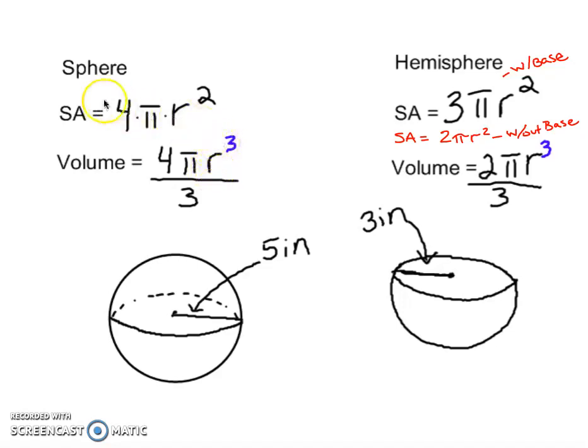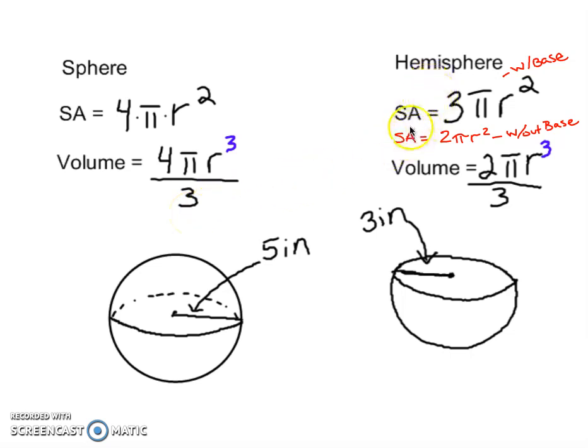These are our notes on spheres and hemispheres. You can see the sphere here versus a hemisphere, which is a half of a sphere, but it includes the base. So, our formula for the surface area of a sphere is 4 pi radius squared. For the volume of a sphere, we have 4 pi r cubed divided by 3.